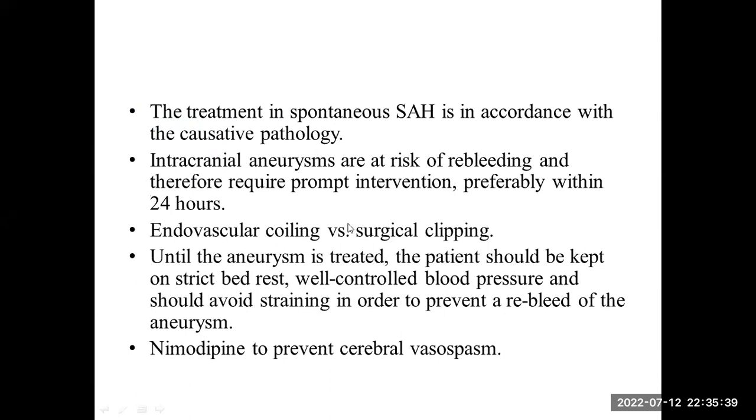Finally, let's talk about the treatment of subarachnoid hemorrhage. When you talk about spontaneous subarachnoid hemorrhage, the treatment will be according to the causative pathology, whether it's a perianeurysm or an AVM. Regarding aneurysms, which are the most common cause, the main problem is the high risk of rebleeding. This is the main complication associated with subarachnoid hemorrhage, especially due to aneurysms. There is high risk of rebleeding.